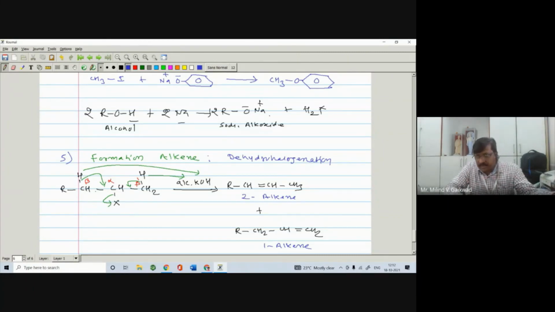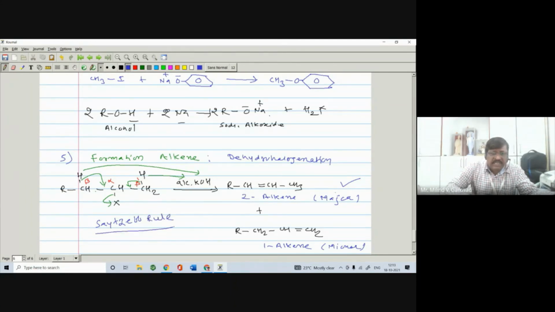In the basic first year, we have already learned this reaction. The formation of the disubstituted alkene is the major compound, and the formation of the monosubstituted alkene is the minor compound. Why is it the major compound? The elimination is governed by the Saytzeff rule. What is the Saytzeff rule? The Saytzeff rule tells us that the elimination takes place in such a way that there is a formation of the highly alkyl-substituted alkene as the major product.